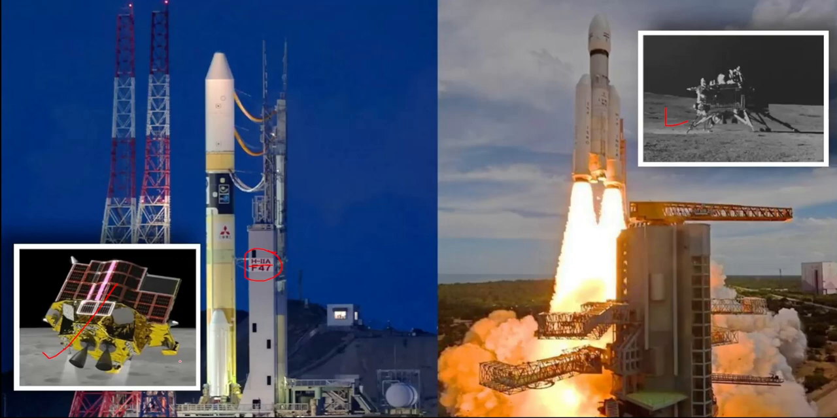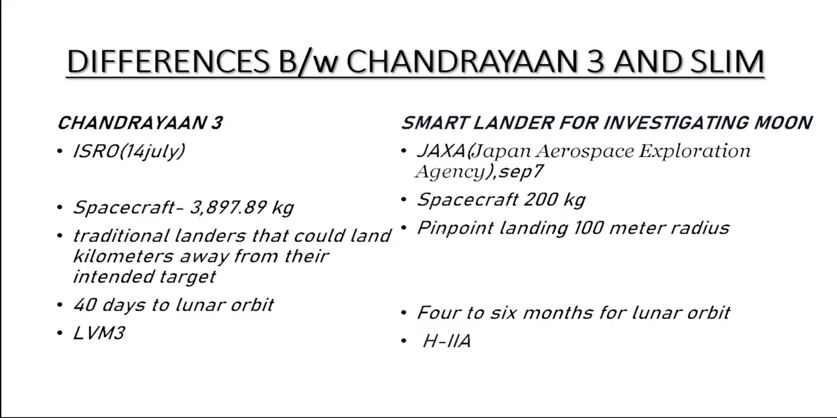So if we look over here, this is the spacecraft related to Japan, and if you look clearly, it is H2A. This is the name of the rocket. This is the mission by ISRO. So here it shows the lander. This is a brief imagery related to both missions. Now let us understand the differences between these two missions.